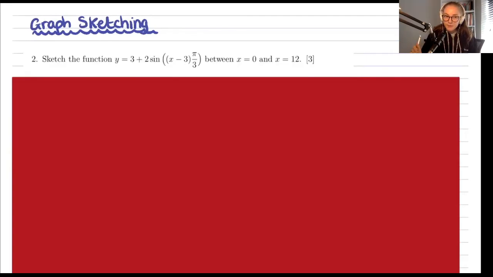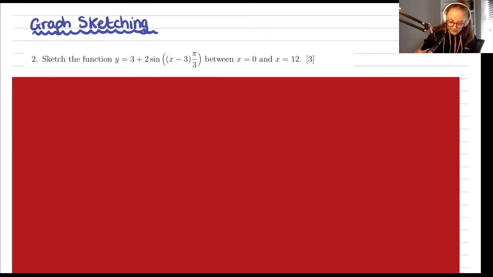So this next topic is graph sketching. And I'm sure you will have covered a lot of techniques for graph sketching in school, but I'll just run through a couple of different question styles relating to graph sketching. So this first one is more of a sinusoidal graph sketch.